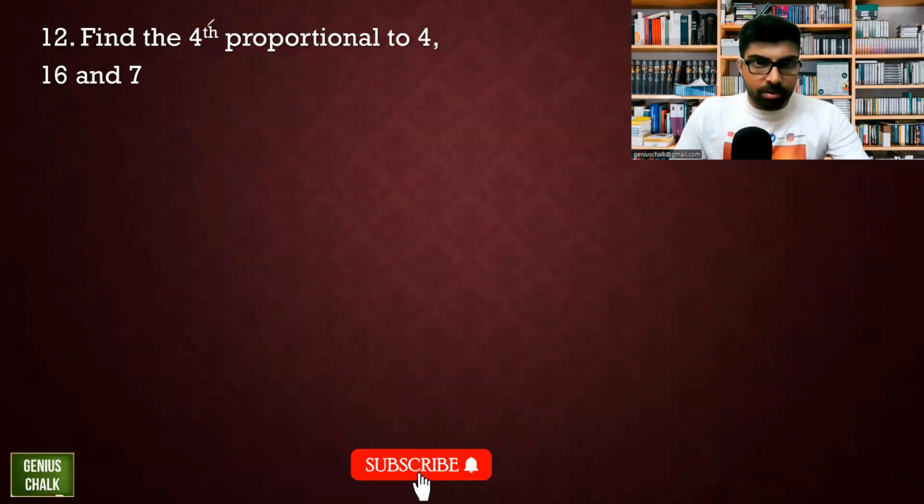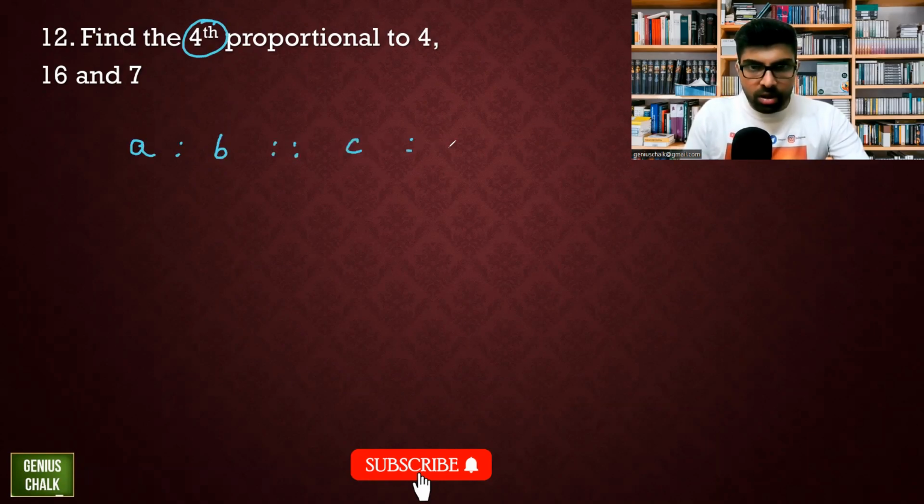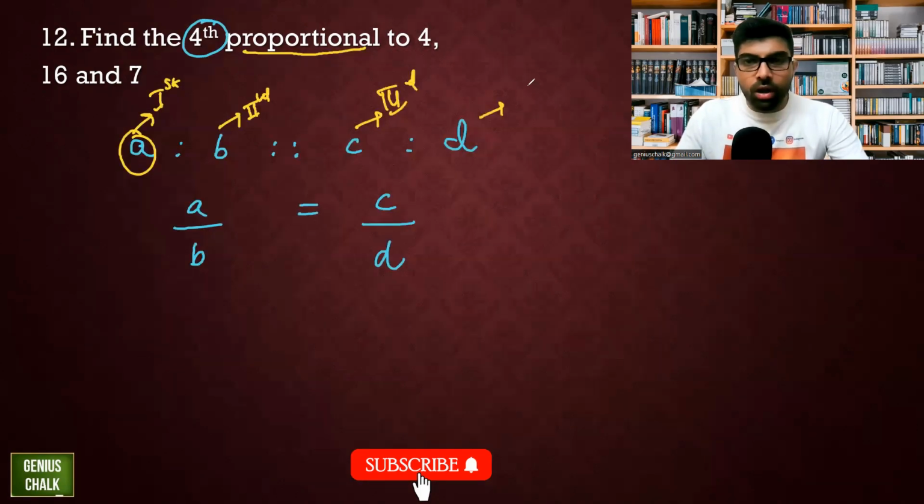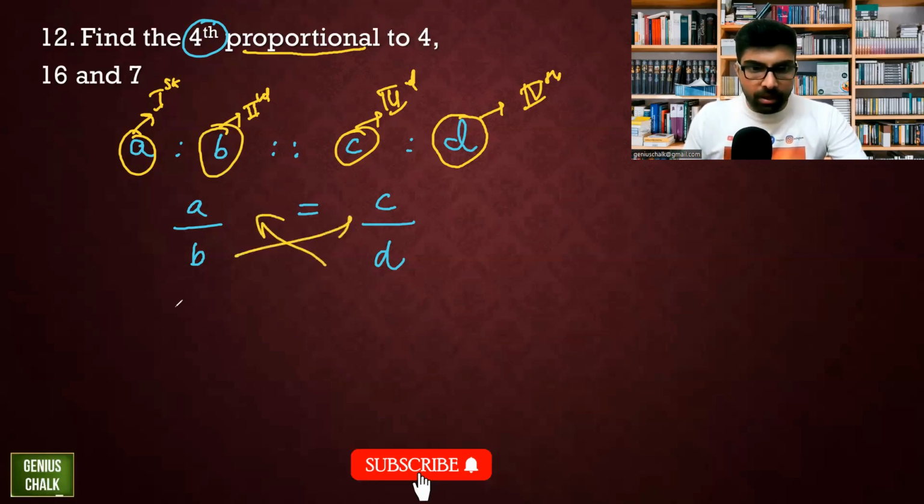So this was proportion. Now there is something called fourth proportional. So note this: if I write A is to B such that C is to D, I can write A by B is equal to C by D. Now this first number A is called first proportional, this is called second proportional, this is called third proportional, and this is called fourth proportional. I hope I'm clear. Whichever value is at the fourth place is called fourth, whichever is at the third is third proportional, and whichever is at the second place is second proportional. Now we can multiply: A into D is equal to B into C.